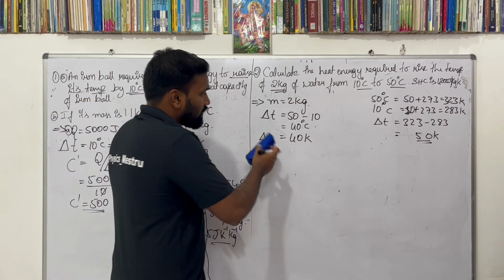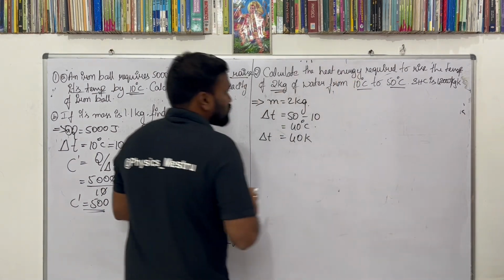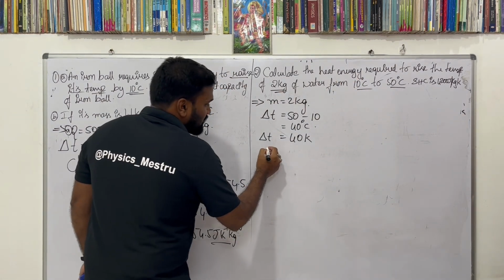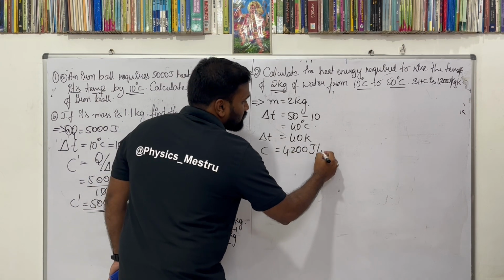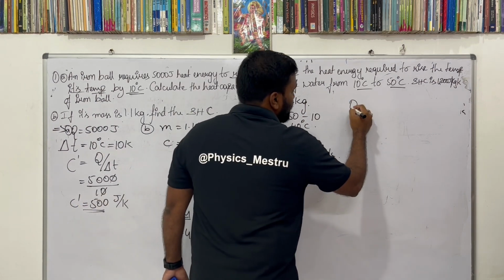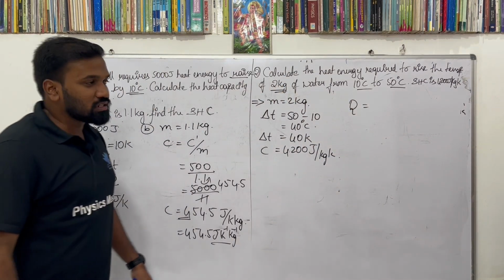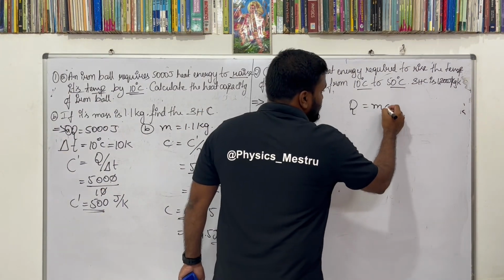Hence I can write it as 40 Kelvin only. Now if we go on solving, the specific heat capacity small c they have given as 4200 joules per kg Kelvin. What we need to find out is the heat energy, which is nothing but Q. So we have one formula, Q is equal to M into C into delta T.